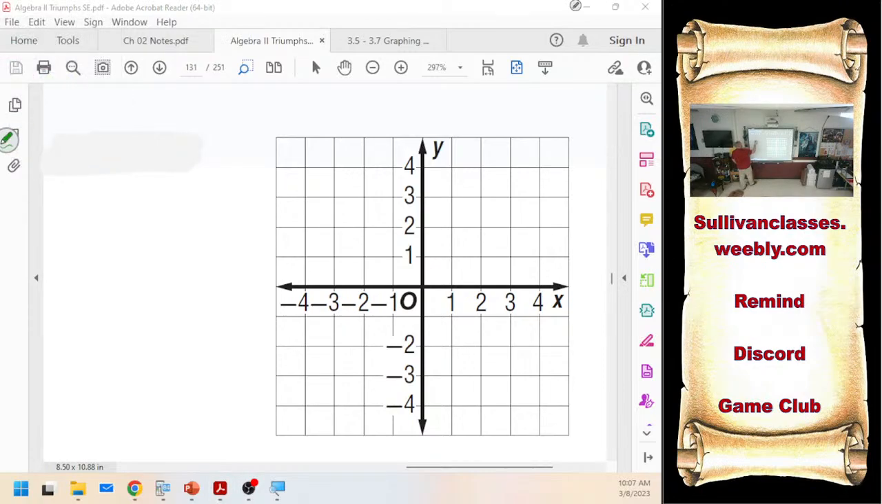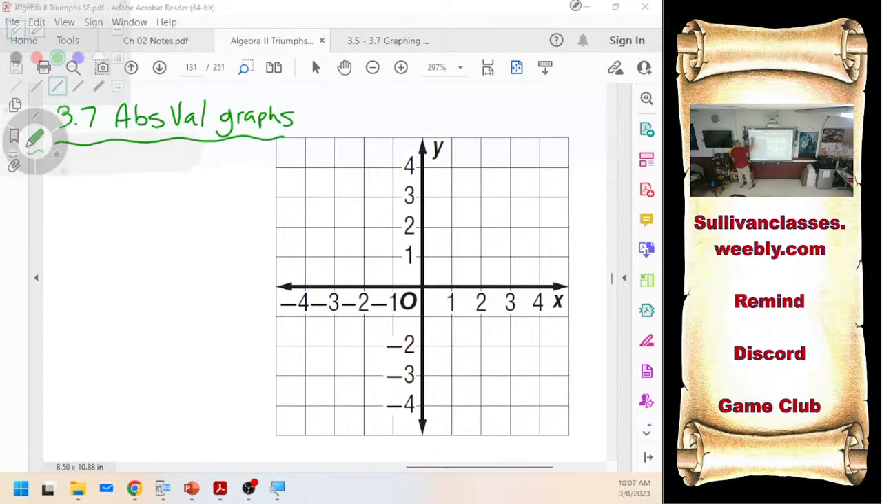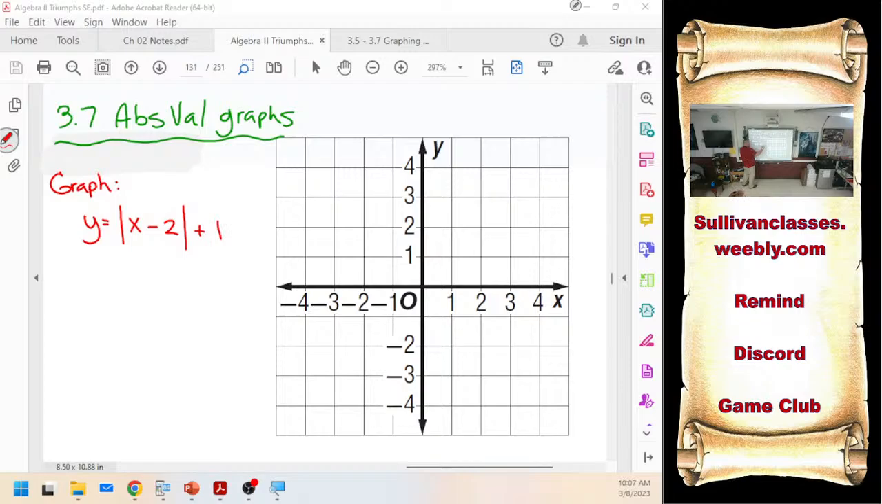I would like you to do 3.7, absolute value graphs. You're going to have 2 things to do here. First one, I want you to graph y equals absolute value of x minus 2 plus 1.